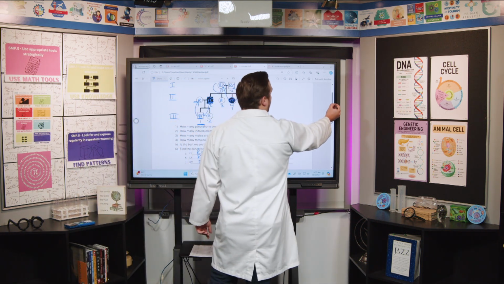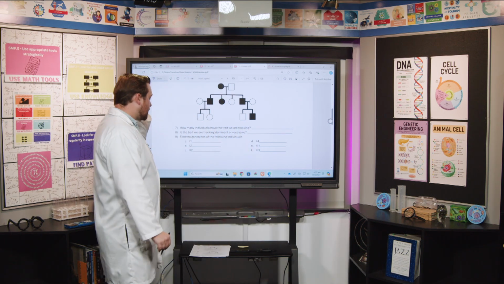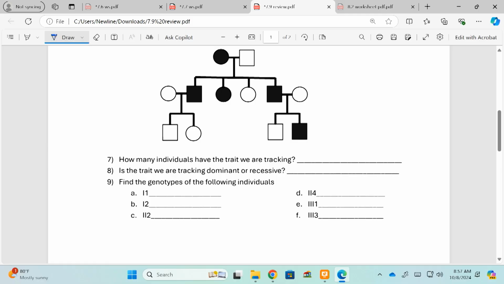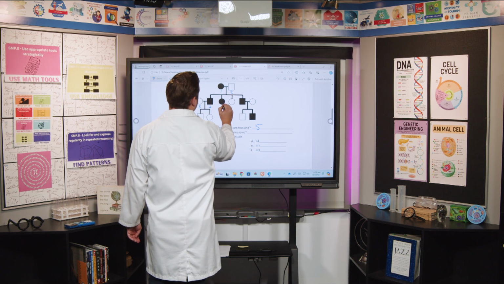Okay, I've got another one down here for practice. So let's see. Okay, number 7 says, how many individuals have the trait that we are tracking? Again, we're just counting the shaded shapes. 1, 2, 3, 4, 5. I see 5 shaded shapes, so 5 individuals have the trait that we are tracking. Okay, number 8 says, is the trait we are tracking dominant or recessive? Well, does it show up in every generation? It sure does. And so that means that this has to be a dominant trait. Okay? I'm going to go ahead and label these for us real quick.